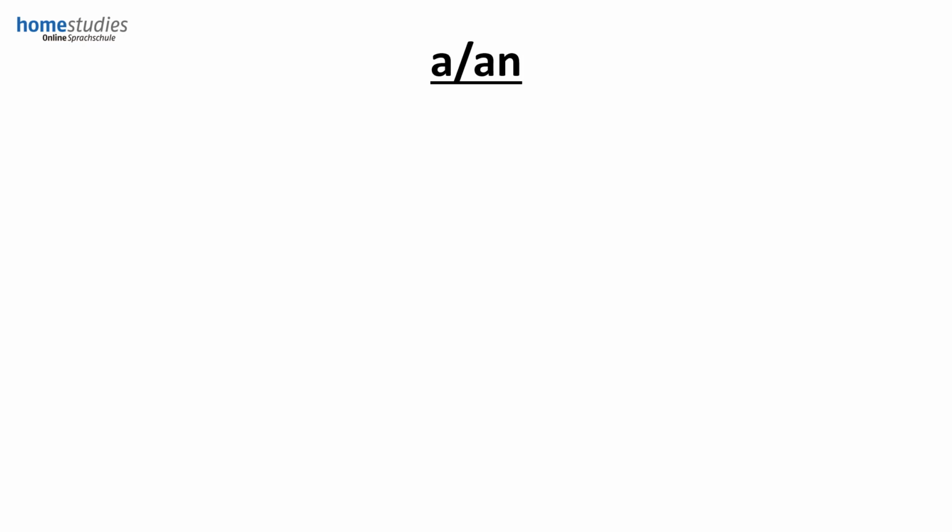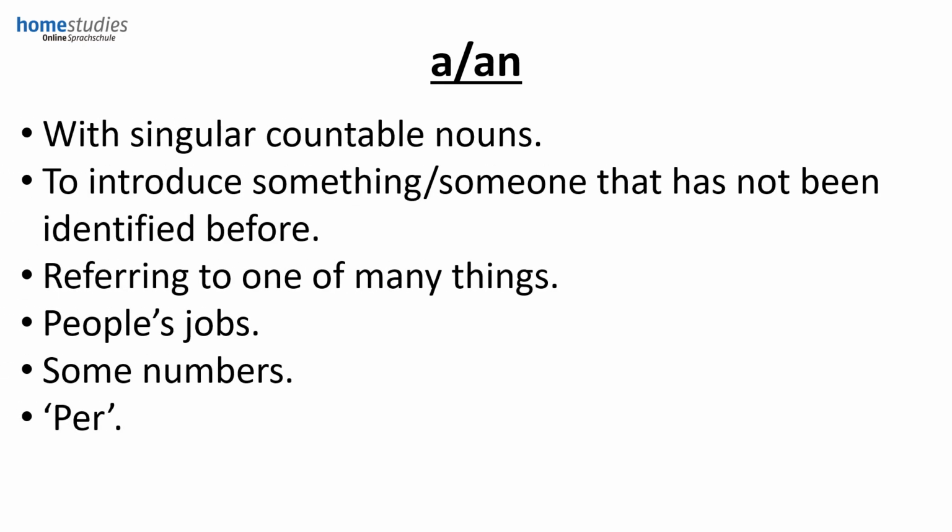Now, this should all be very familiar to you, but we often see students still making mistakes with articles, especially in their writing. So let's begin with the indefinite article, or a and an. We use the indefinite article with singular countable nouns to introduce someone that has not been identified before, referring to one of many things, the jobs people do, some numbers, and per when we mean each.